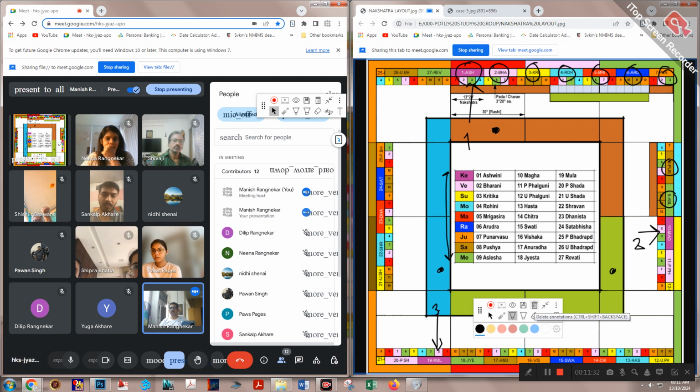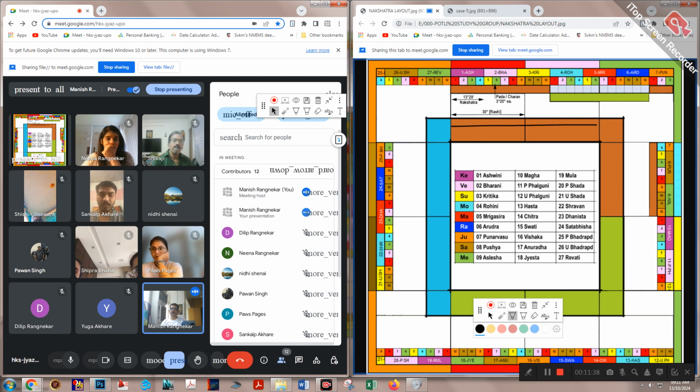So basically, this is the way the nakshatras are laid out in 3 modules. So this is 1, let us say, from Ketu to Mercury. This is 2, again Ketu to Mercury. And this is 3, again Ketu to Mercury. Now if you see this table, which is also called the Navtara system, you will see Ketu to Mercury, again Ketu to Mercury, again Ketu to Mercury.